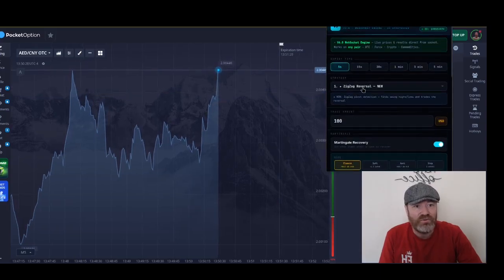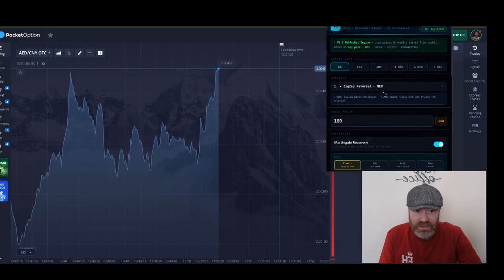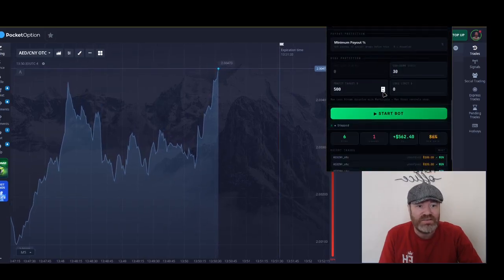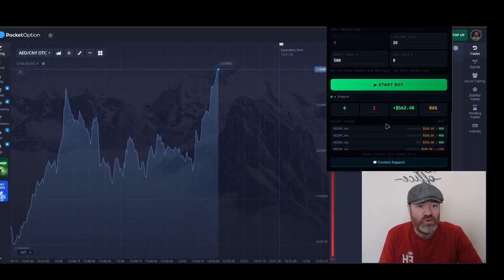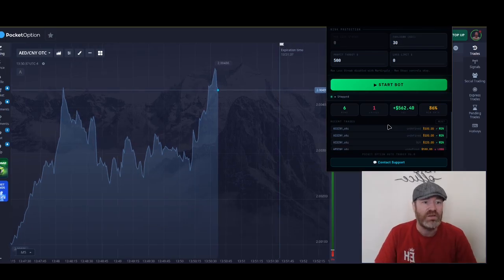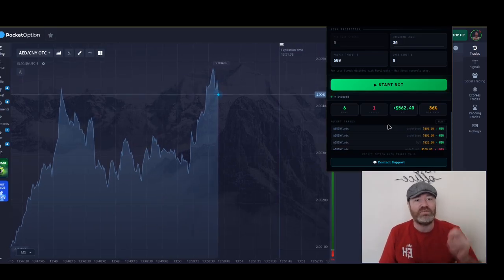So that's what we did now. Check out the ZigZag Reversal strategy. It did amazingly. We ended up taking 7 trades: 6 winners, 1 loss. Amazing.